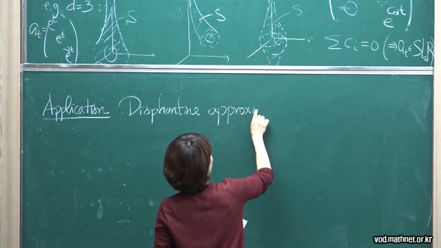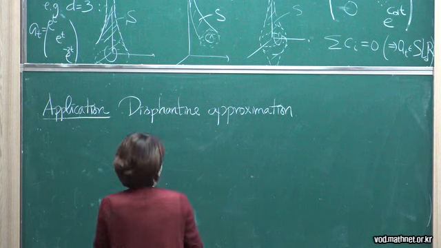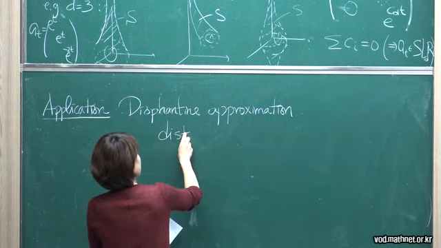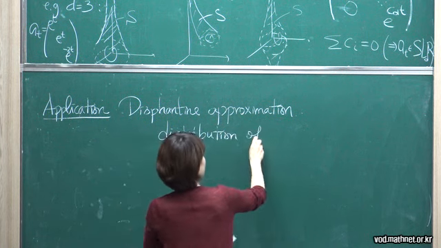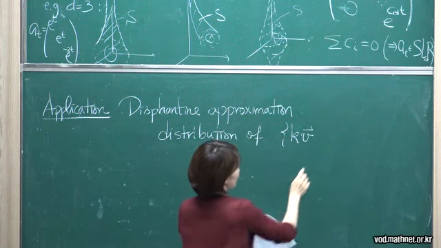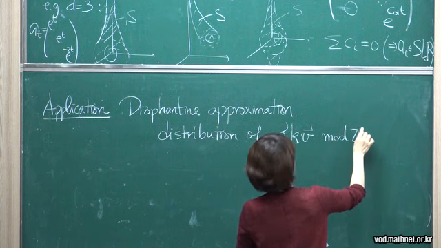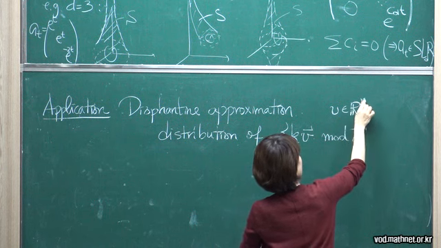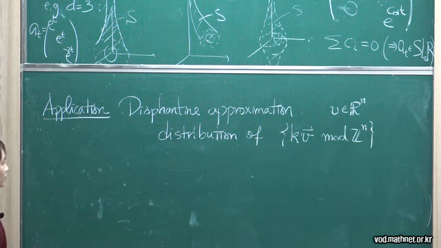So, application in Diophantine approximation. We're interested in the vector distribution, so the distribution of kV mod Zn, let's say, where V is in Rn. And we want to know the distribution of kV mod Zn.